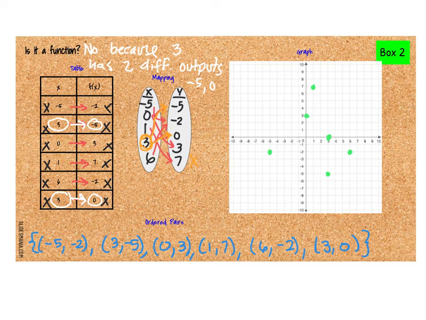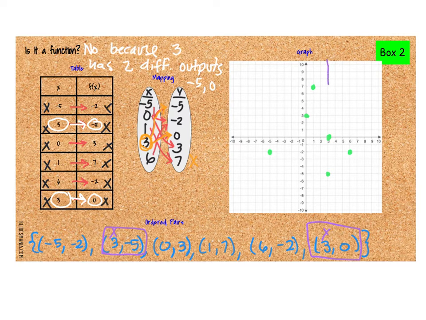Now if you're looking at the ordered pairs, let me do it in purple. If you're looking at the ordered pairs, you see this one right here, 3 comma -5, and then we have 3 comma 0. That first value represents the x. That number cannot repeat, and if it does repeat, the only way it's okay is if it has the same output.